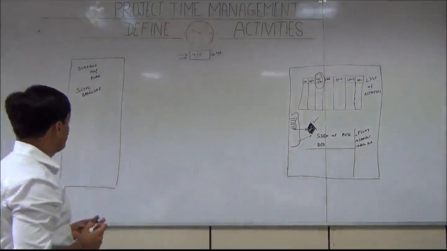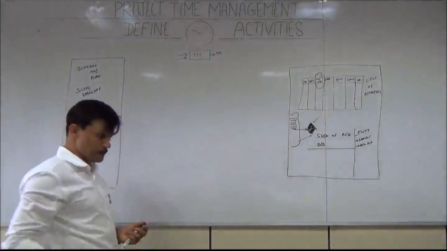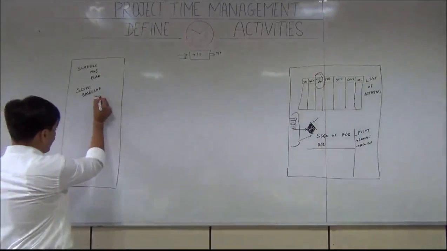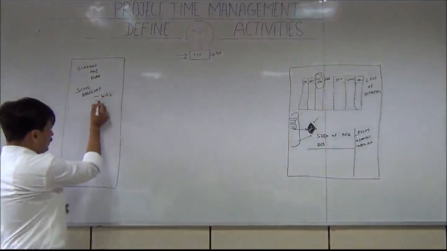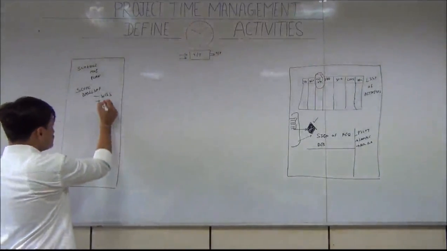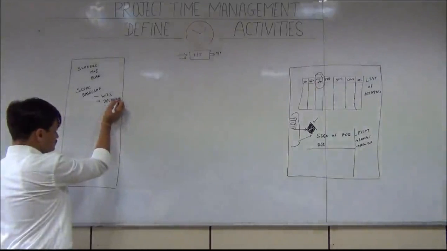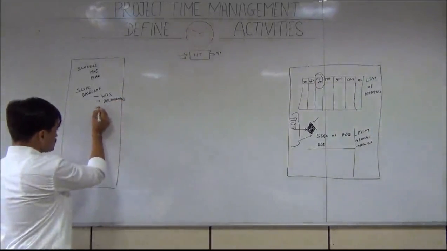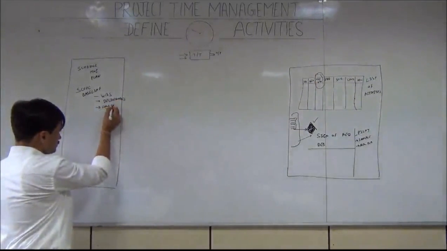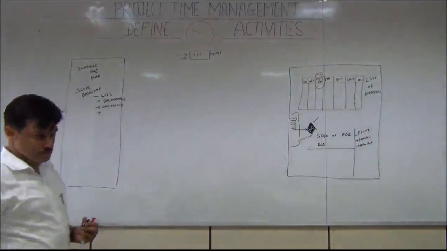Now, in the scope baseline, there are a few critical elements which are of special interest. We get the work breakdown structure, we get deliverables, we get constraints, we get assumptions.